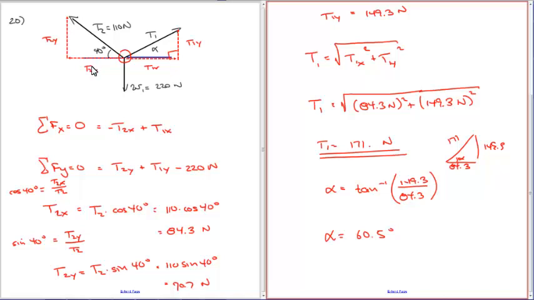Then to find these unknowns, we did the sum of the forces in the x direction, which were this in the negative and this in the positive, and that had to equal 0. In the vertical direction, we had this, which is positive, this, which is positive going up, this, which is negative going down.